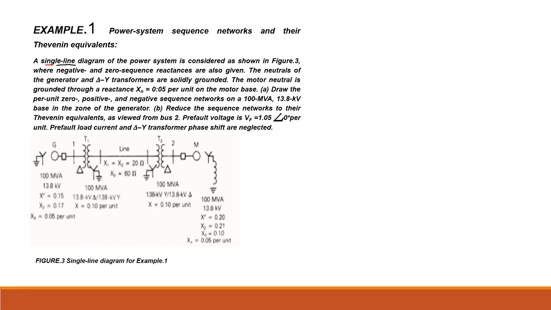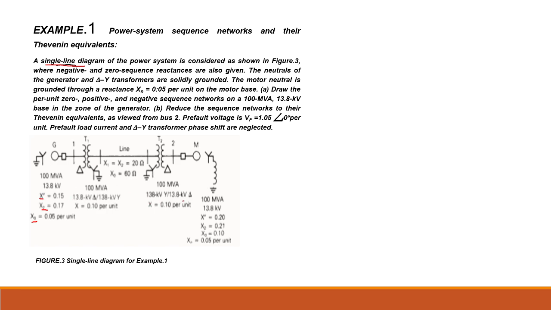Okay, because the system is balanced and symmetrical, the negative, zero, and positive reactances for the components of the system are given. As you see, this is the negative sequence reactance for the generator, and this is the zero sequence reactance of the generator, and as you see, the subtransient reactance of the generator is given.